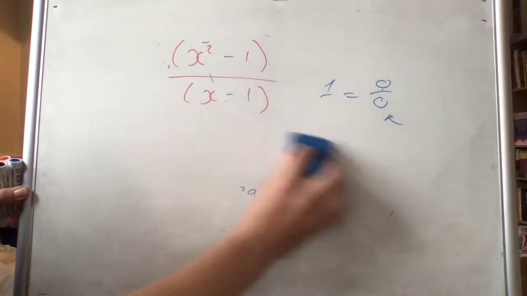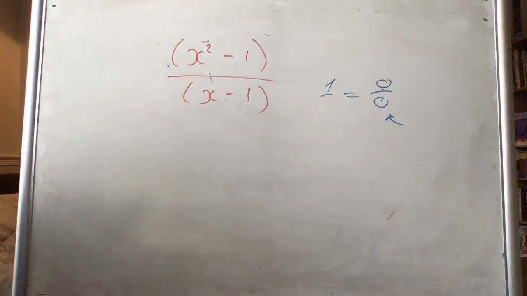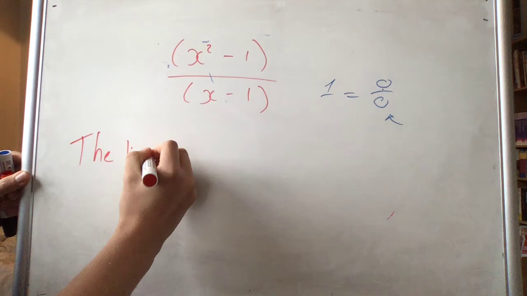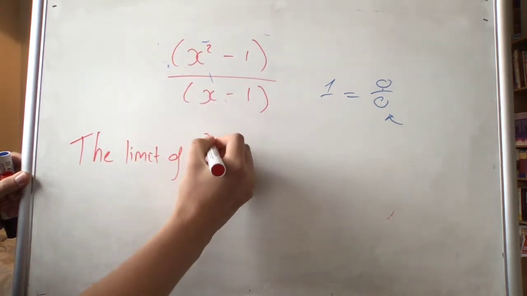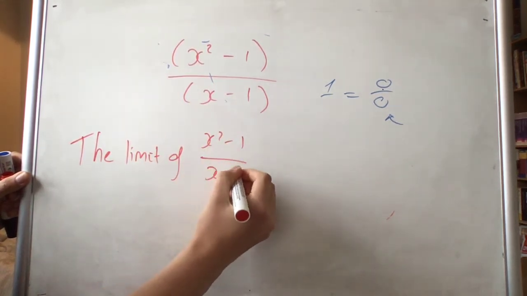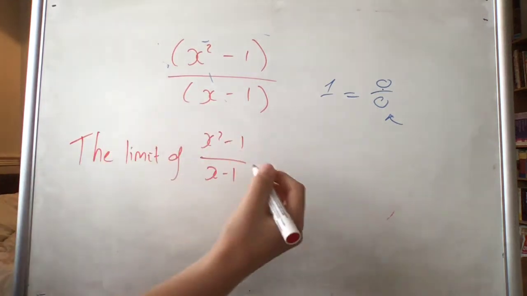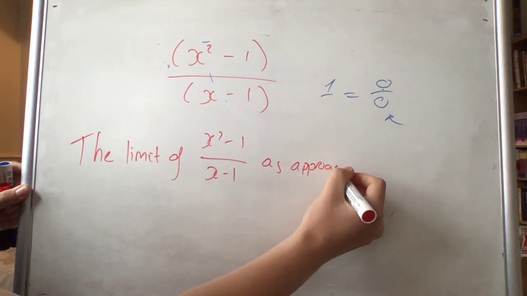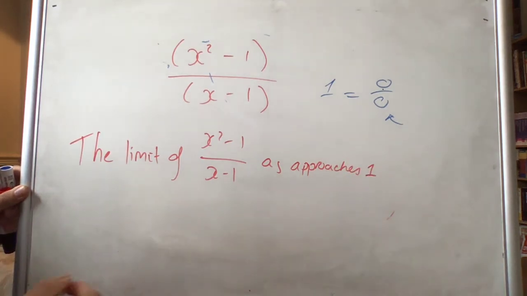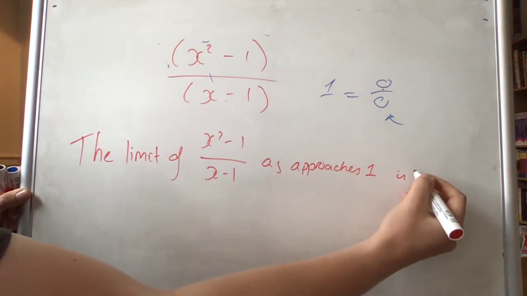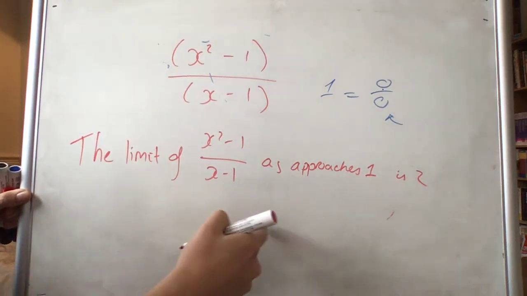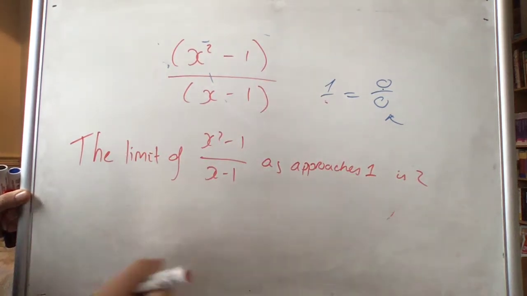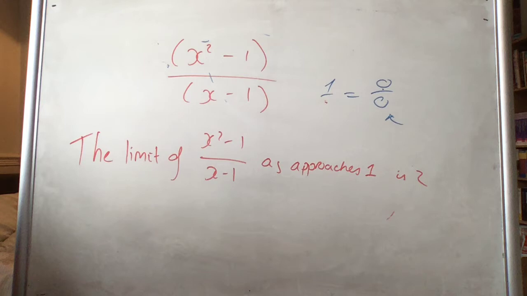We could say that the limit of this here, x squared minus 1 over x minus 1, as x approaches 1, that is 2, okay? So the limit of this as x approaches 1, so as x gets closer to this number, that is 2, as we saw from the table that we had here a minute ago.